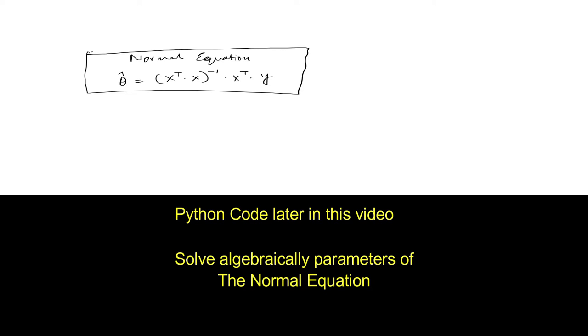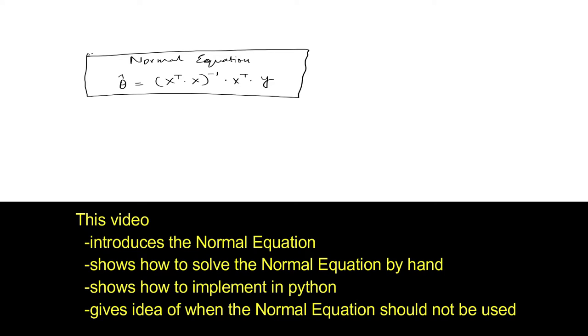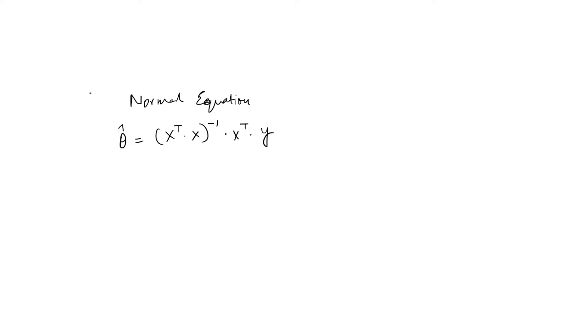And yet, for many real-world practical problems that have large data sets, we cannot use the method of the normal equation. It is good to be aware of this method so that we know when to apply it and when not to. In this video, I will introduce the normal equation, solve the normal equation for an example dataset by hand, and compare our results with those of a Python implementation of the normal equation. We will then discuss the conditions under which the normal equation should not be used.